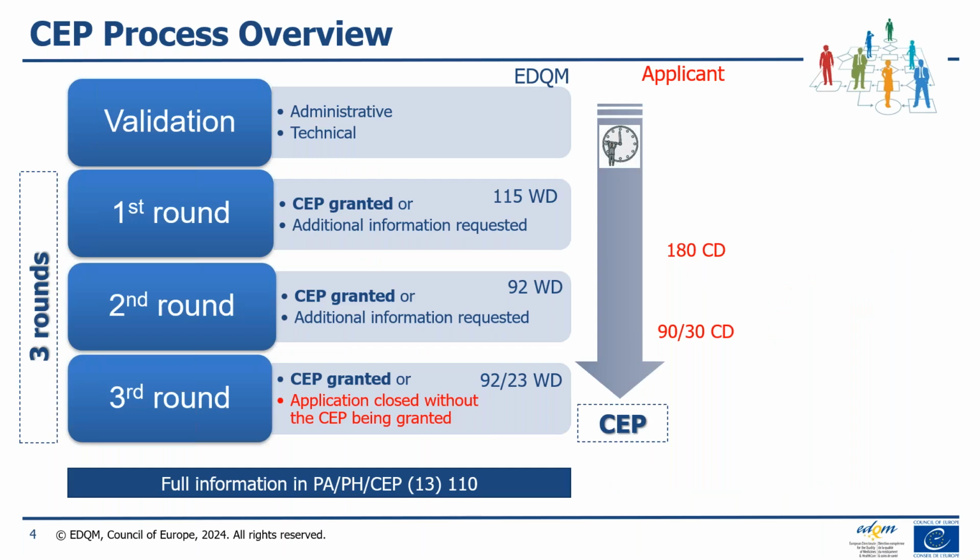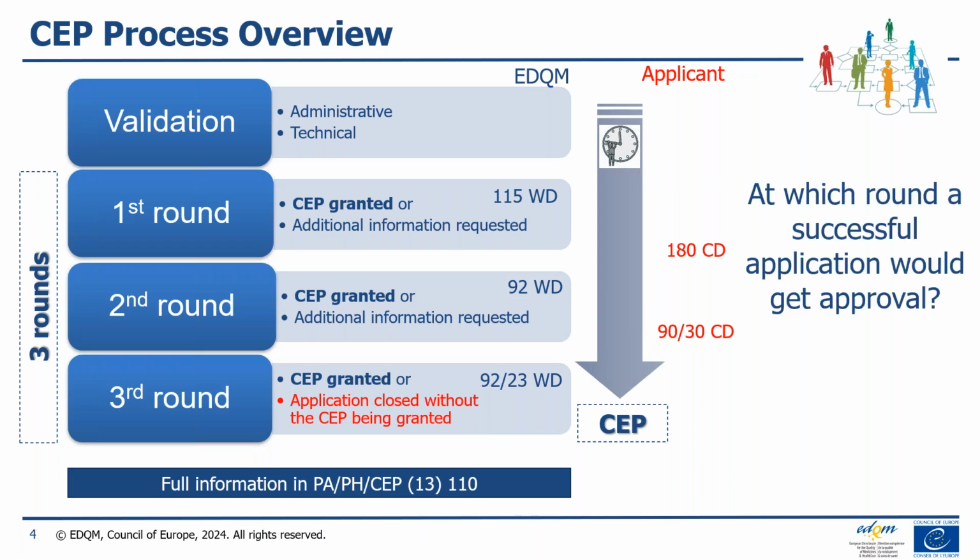So actually, as you can find full information in this little document mentioned here below, in the certification procedure, it all starts when you send in an application which gets administrative and technical validation and then can undergo up to 3 rounds of assessment. Under each of these 3 rounds, you can either get your CP granted or receive a request for additional information. It should, however, be noticed that when you reach the 3rd round, if your replies are still unsatisfactory, your application may be closed without a CP being granted.